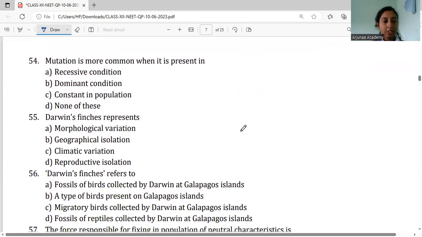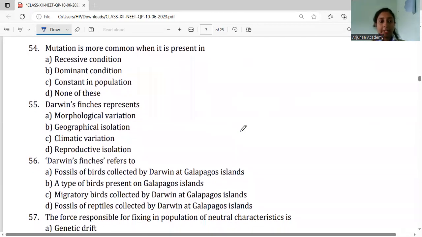Then 54. Mutation is more common when it is present in... So we know that if the dominant character has to be expressed, it can be in the homozygous dominant condition or in the heterozygous condition, right? So what happens here? Even if there is one mutation, there will be no harm, because there is one more dominant allele which will be masking that mutation, right? Even in this heterozygous condition, when there is a mutation in small a, that is the recessive allele, there is no effect because the dominant allele will be masking that mutation.